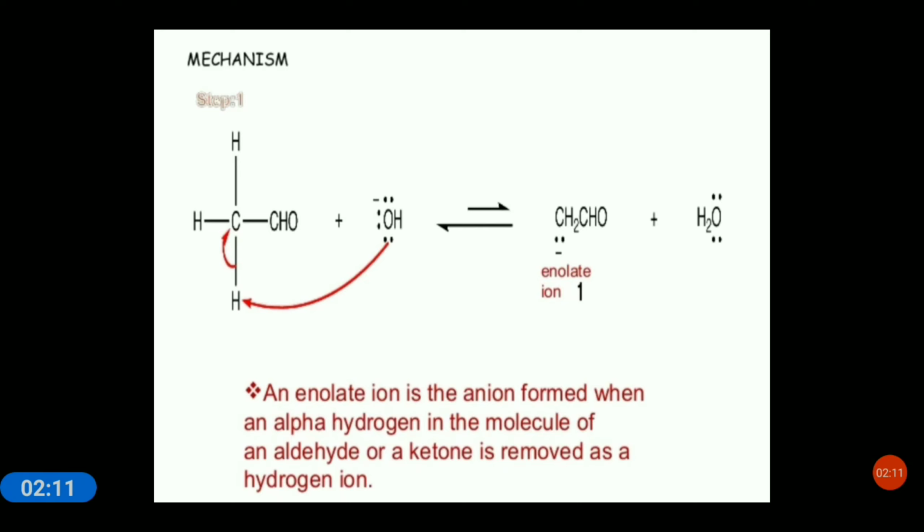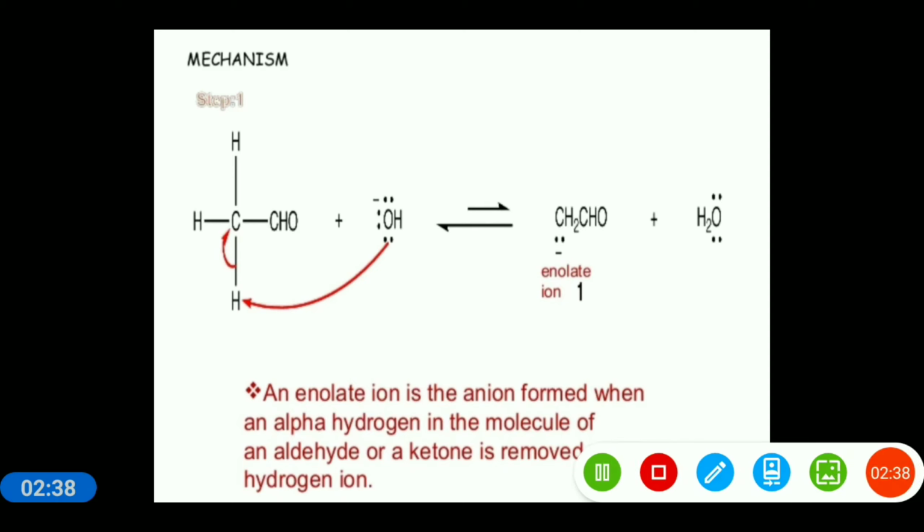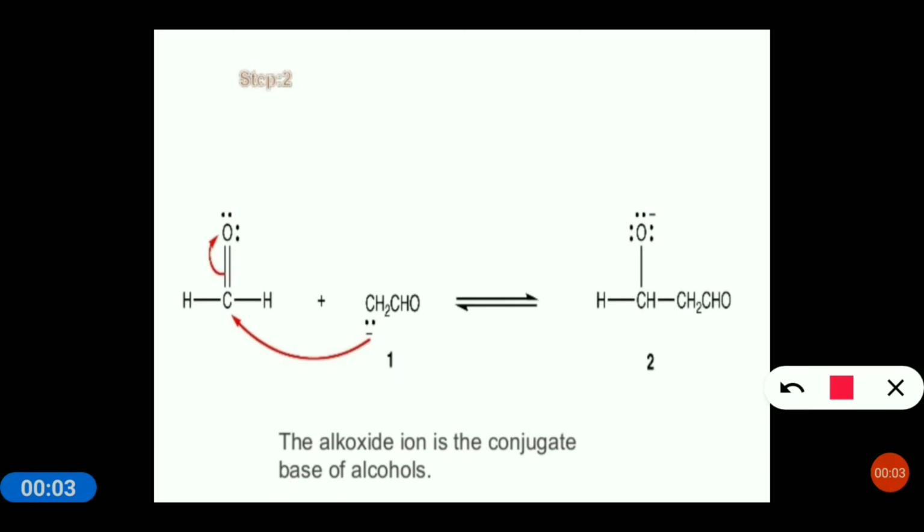When you see the mechanism, in the first step, enolate ion is the anion formed when an alpha hydrogen in the molecule of an aldehyde or a ketone is removed as a hydrogen ion. So you can see here these two bonds, this will shift here and there is a removal of a water molecule. So you will get the enolate ion. Now in the second step you will see this bond gets delocalized towards the oxygen and oxygen acquires a negative charge, and this whole enolate ion moiety gets attached to this carbon.